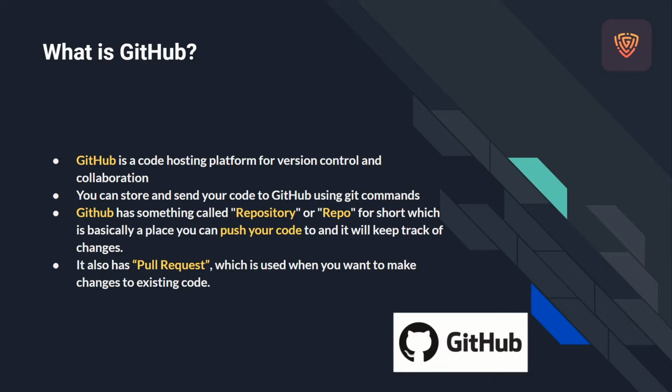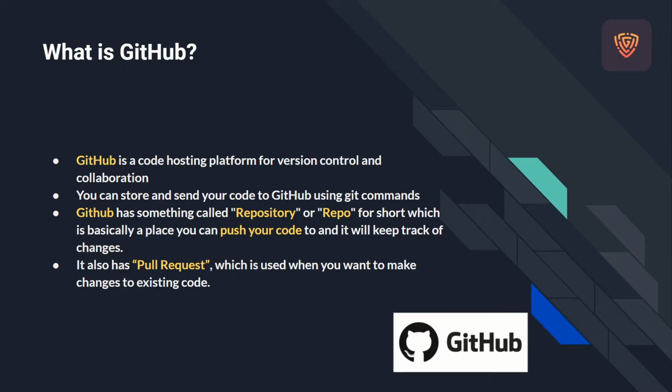So GitHub is a platform where you can put your code and save your code, and then other people can collaborate and see it. GitHub has something called a repository. Sometimes people will say repo. So if you hear repo or repository, it basically means you create a space in GitHub where you can put your code. That's basically what it means.